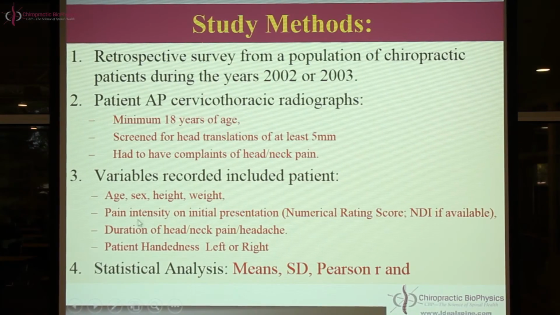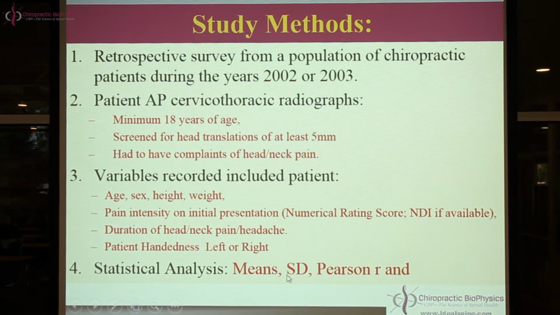Now, we looked at the variables, the age, the gender, the height, and the weight of each subject. We then looked at pain intensity on their initial presentation on a numerical rating score or the neck disability index if it was available. We also looked at the duration of head and neck complaints and headaches. How long has a person had this? Is it days? Is it weeks? Is it months? Is it years? Okay, duration. Then we looked at what is their dominant hand. Is it left or right? And we want to correlate these different findings to each one of these variables.